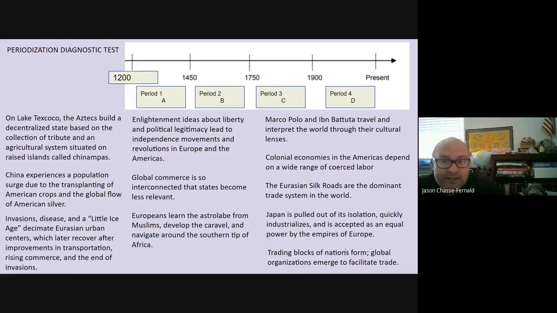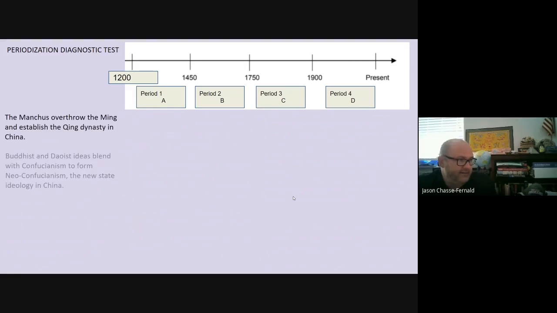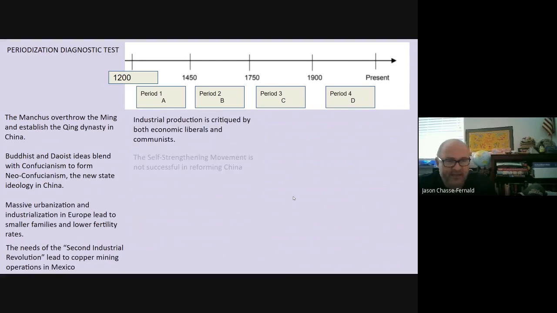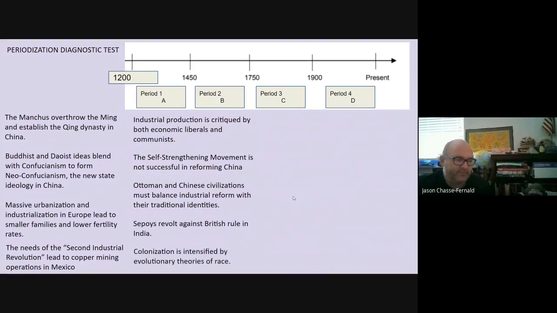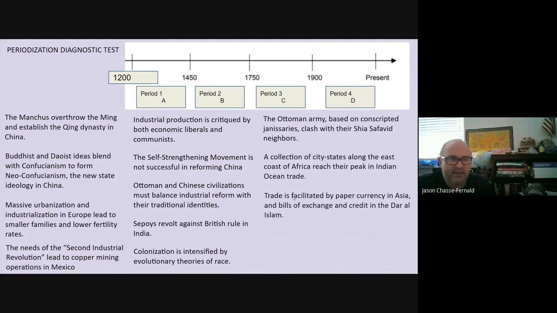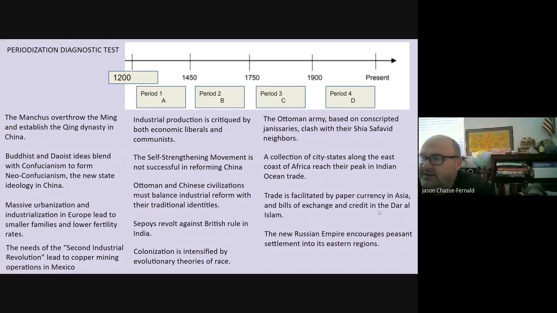Right, the Meiji Restoration, right? Hopefully some of these are easy, some may not be. All right, so how much could you go into this? What are the social effects of that? All right, so I think this is the last full page before we get into the images. Sepoys, self-strengthening movement, Janissary. I like this one. Trade is facilitated by paper currency in Asia, and bills of exchange and credit in Dar al-Islam. That's a nice little review one, literally the first week of school.